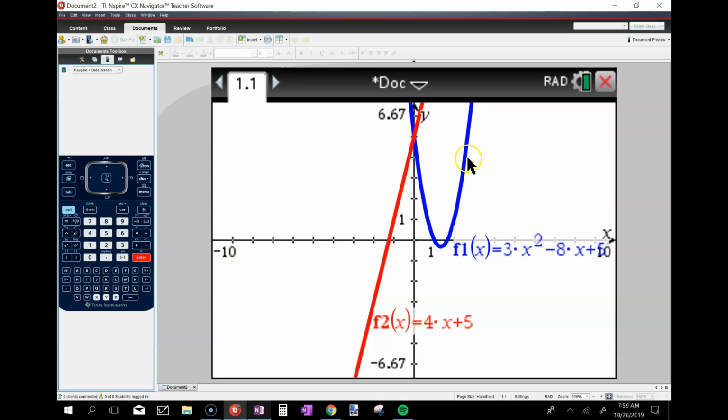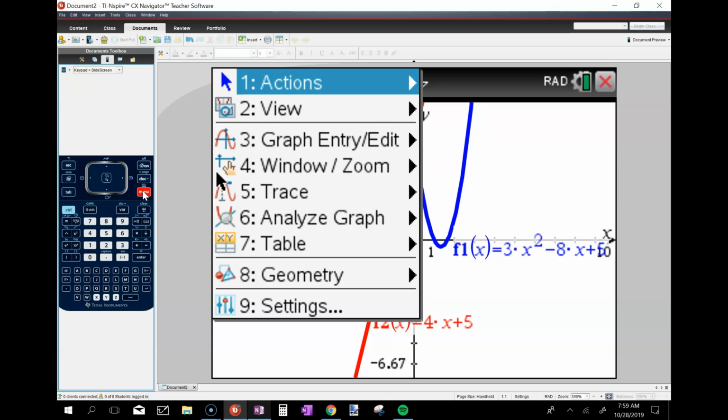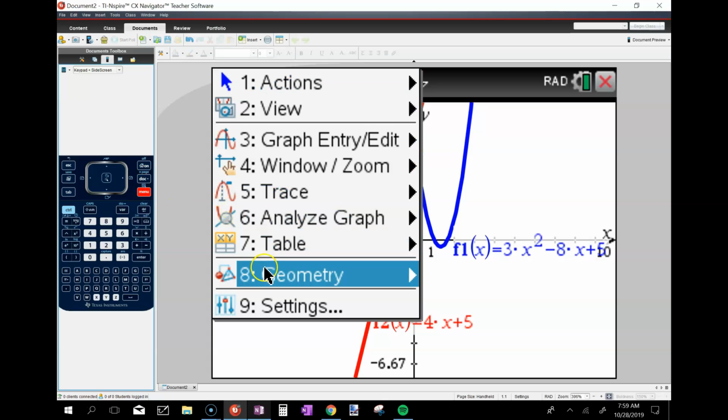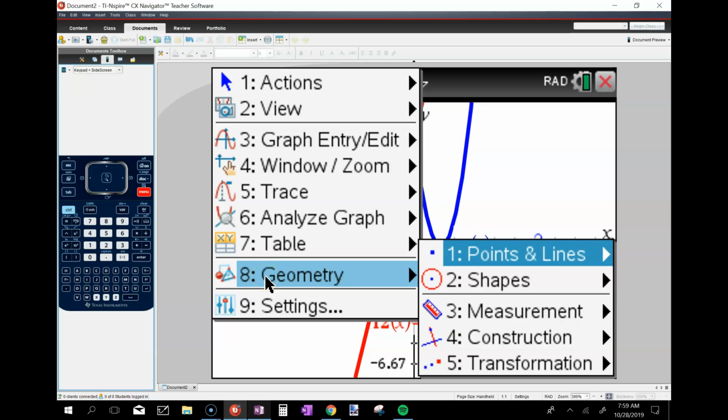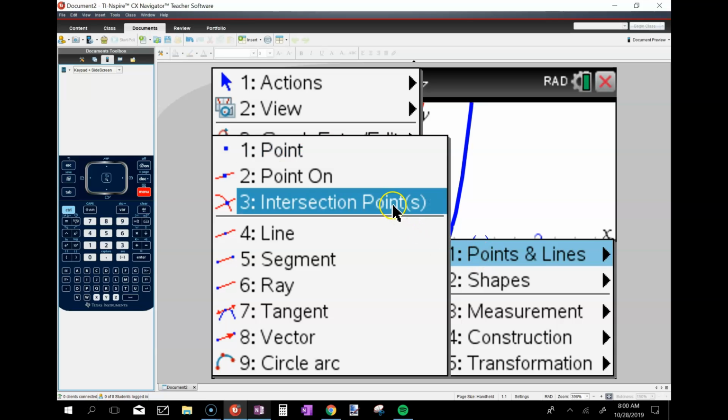Guys, I want to know where this red thing intersects this blue thing, right? So here's what we're going to do. Again, multiple ways to do it. I'm going to show you the way I like. I'm going to go to menu. I'm going to go to geometry. And I want to know the points of intersection.